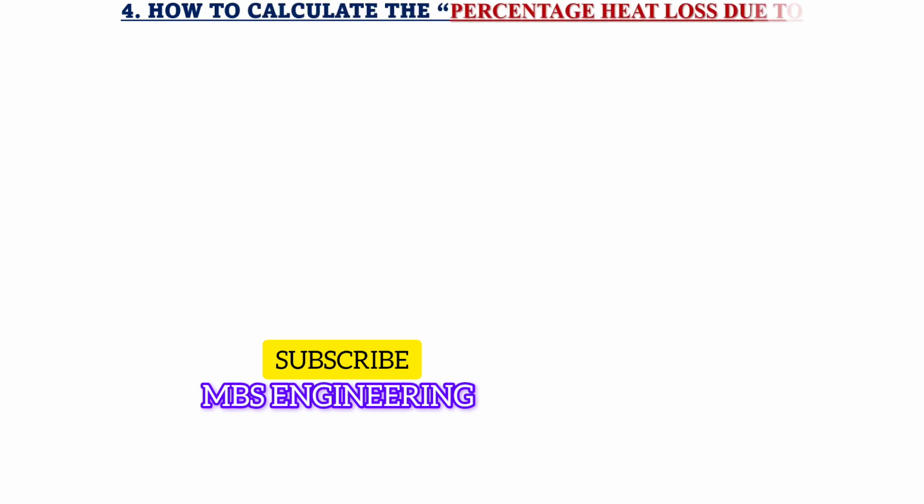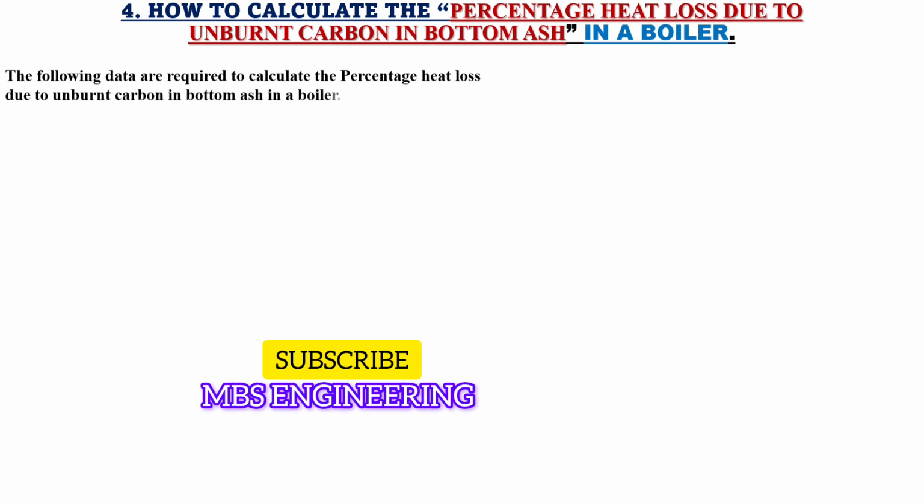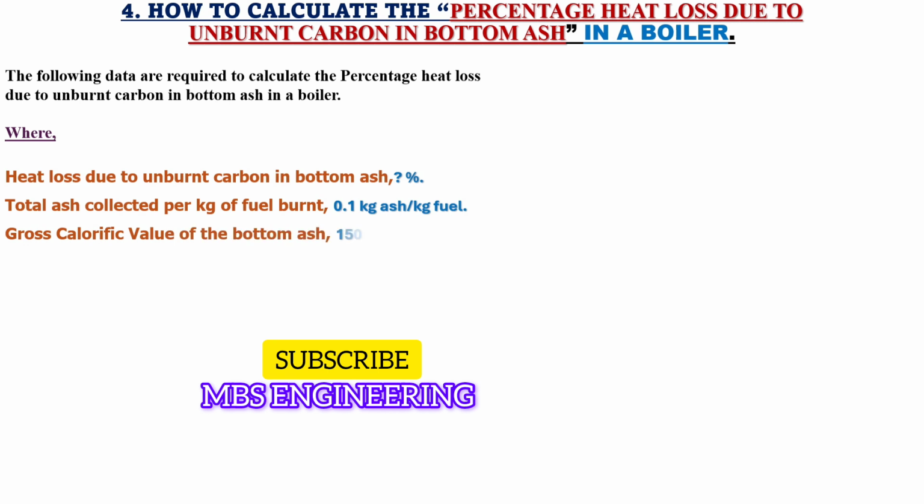Next, we will learn and understand how to calculate the heat loss due to unburnt carbon in bottom ash in a boiler. The following data are required to calculate the percentage heat loss due to unburnt carbon in bottom ash in a boiler. The heat loss due to unburnt carbon in bottom ash, we need to calculate in percent. Total ash collected per kilogram of fuel burnt is 0.1 kilogram ash per kilogram fuel. Gross calorific value of the bottom ash is 1500 kilocalories per kilogram. Gross calorific value of the fuel is 3500 kilocalories per kilogram.